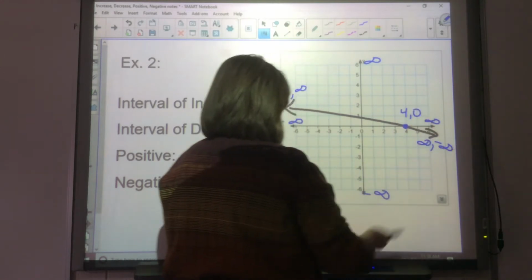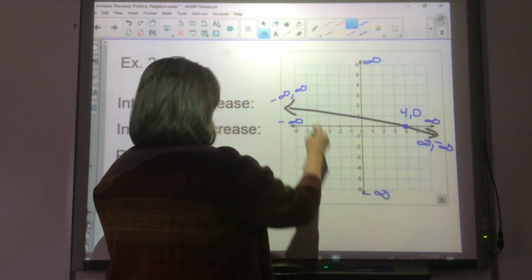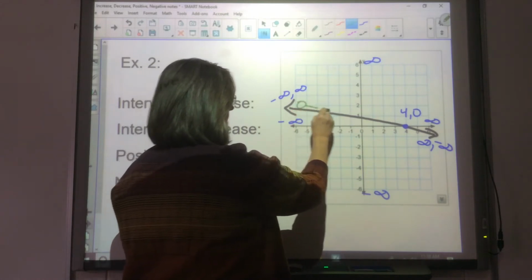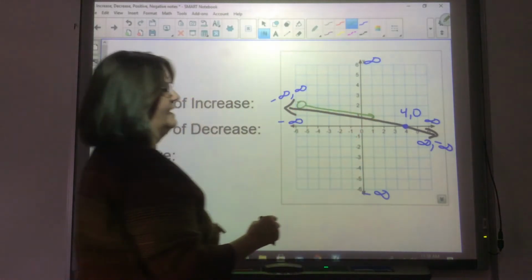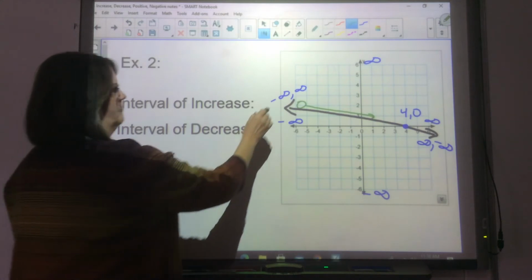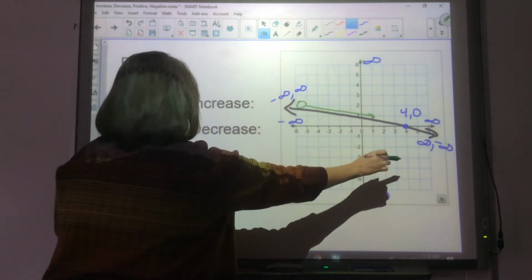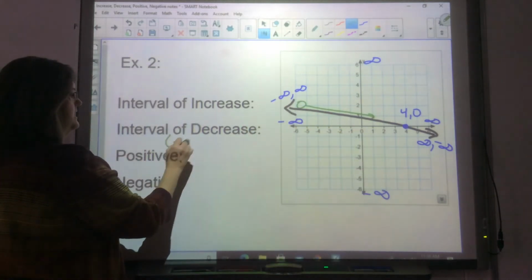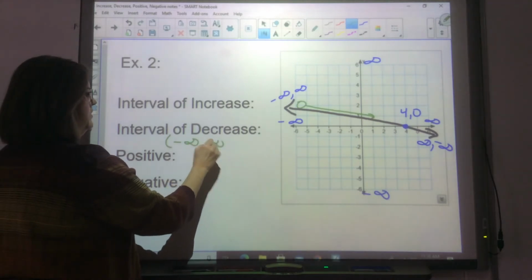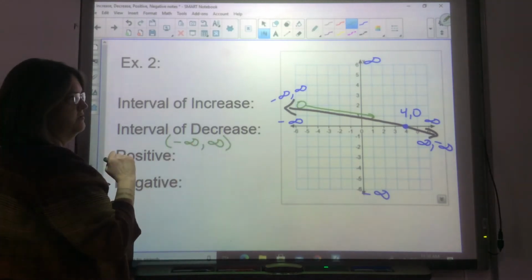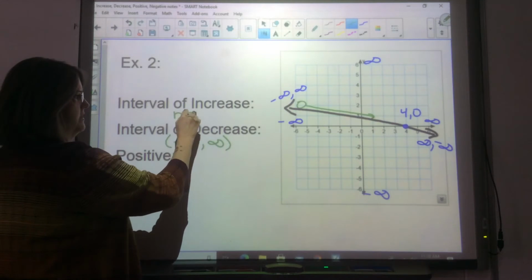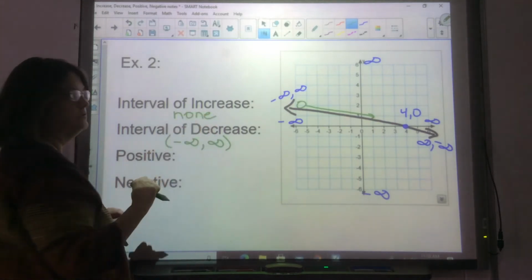All right, this point is going to be of importance here in a minute, so we're going to go ahead and label it. Now, if I put a rock on this graph and push it, I'm pushing it downward. And I'm pushing it downward from negative infinity all the way to infinity. So it has an interval of decrease from negative infinity to infinity. It does not have an interval of increase because it never goes up.